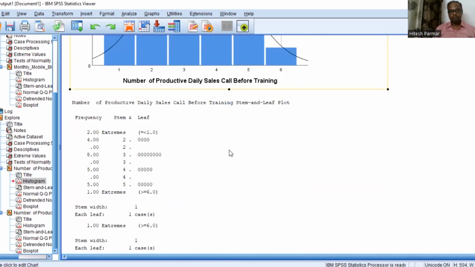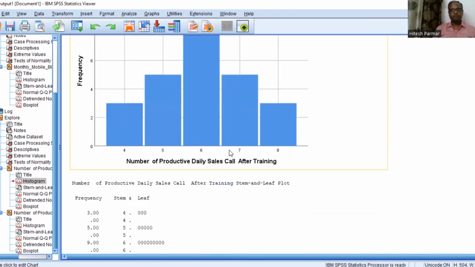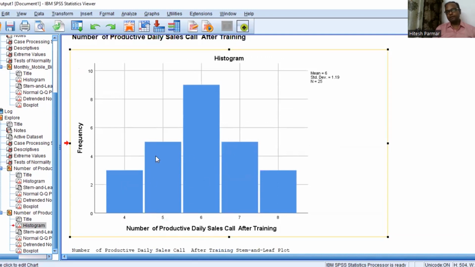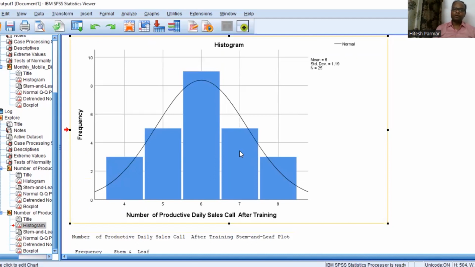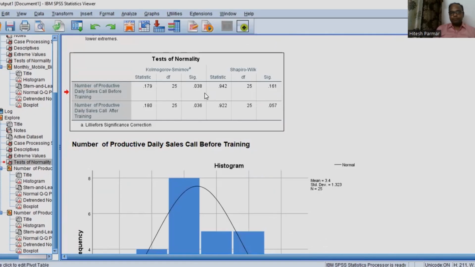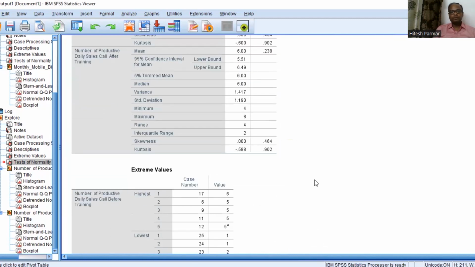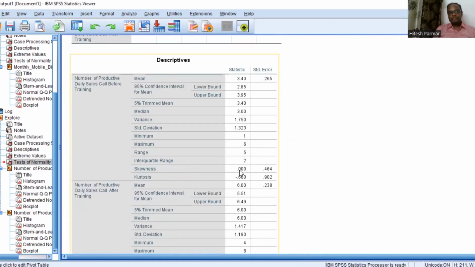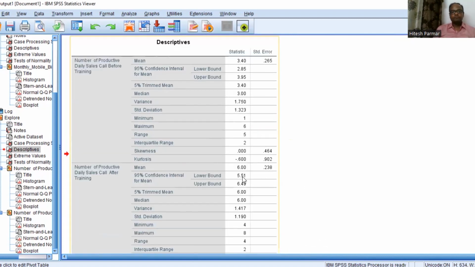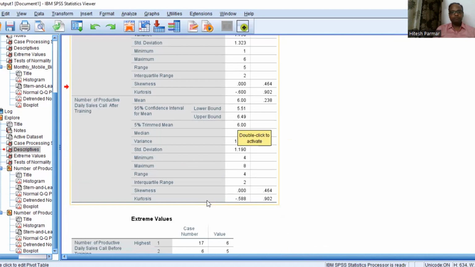This is the before variable. We look at the after one. Yeah, it is almost perfectly normally distributed. You can just see the histogram and it is normally distributed, right? So based on the histogram, based on Shapiro-Wilk, and based on skewness and kurtosis, let us see. Skewness is perfectly 0.000 in both cases, and kurtosis is minus 0.6 for before and minus 0.58 for after. Both values are within the range of the recommended value.